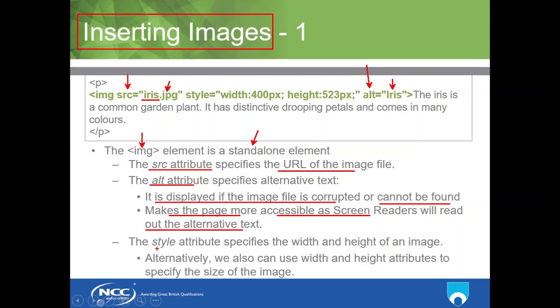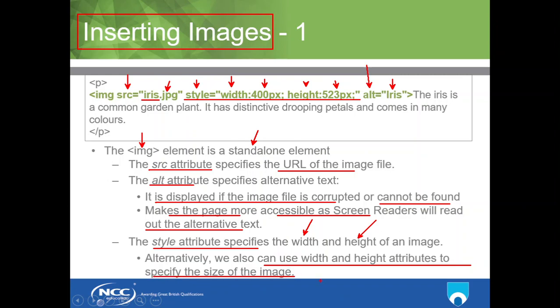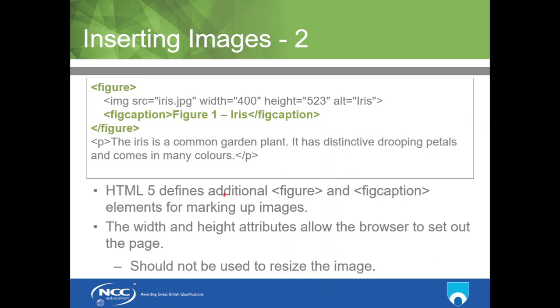We also have another important attribute called the style attribute, which is used to specify the width and the height of an image. You can see here style equals, then width, we give it 400 pixels, semicolon, height, we give it 523 pixels, semicolon. That is how we use the style attribute to apply what we call inline CSS, which is just CSS to format the height and width of the image. Alternatively, you can also use the width and height attributes to specify the size of the image, as shown in this example.